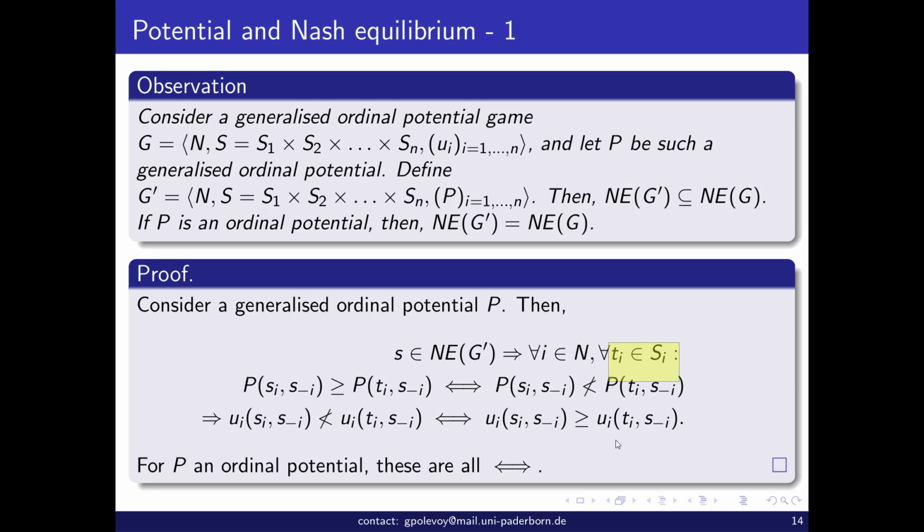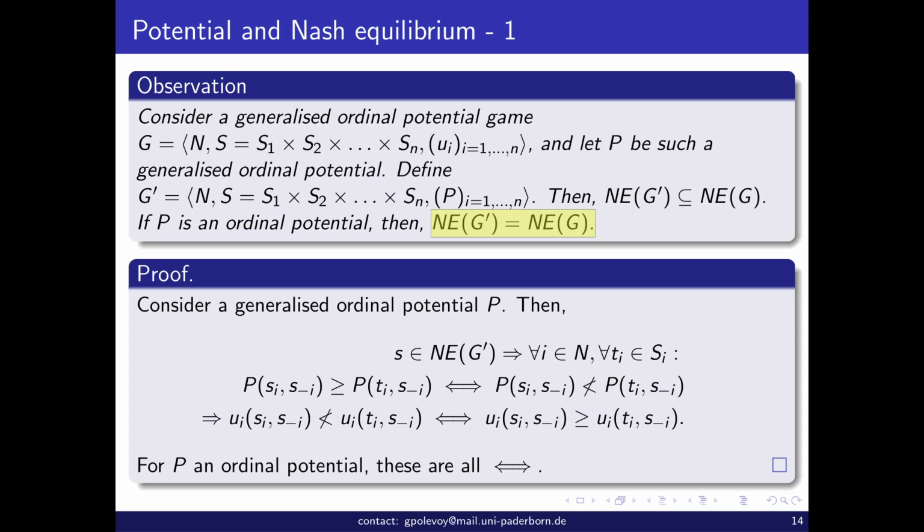So we have got to the situation that S is a Nash equilibrium in the original game, and thereby we have proven that the Nash equilibria in the new game are included in the Nash equilibria in the original game, because we have done it for any Nash equilibrium S in G prime. And as I said, if we assume that P is an ordinal potential, then we would have had equivalence here. So the other implication would also hold. So then we would have the Nash equilibria of the new game, when we replace the utilities by the potential, are the same as the Nash equilibria of the original.